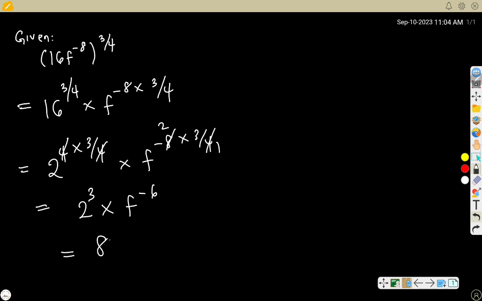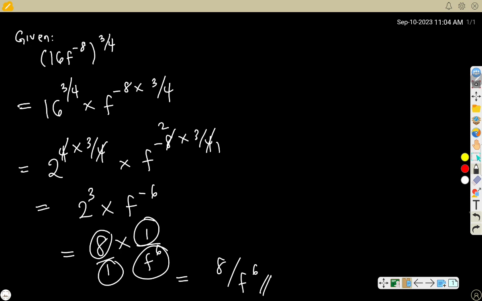So 2 raised to power 3 is 8 times 1 over f raised to power 6, because f raised to power minus 6 is 1 over f raised to power 6. So which is 8 over f raised to power 6. Answer, that is, this 8 is over 1. 8 times 1, 8. Then 1 times f raised to power 6. So that's the final answer.